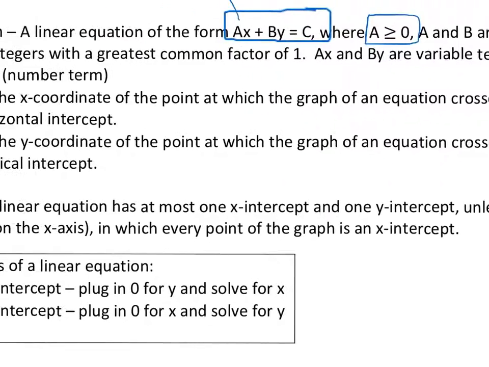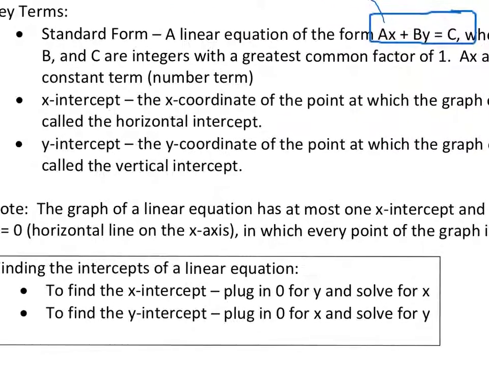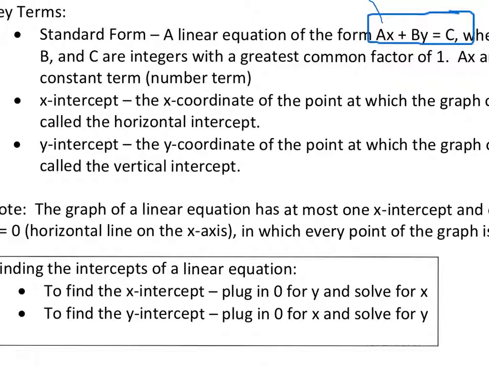And A, B, and C are integers with the greatest common factor of 1. Meaning I couldn't have a 2 here, a 4 here, and a 6 here. All are divisible by 2, in which case we would do that and simplify the problem out. So all those letters A, B, and C would have to be numbers that cannot be divided by anything besides 1.